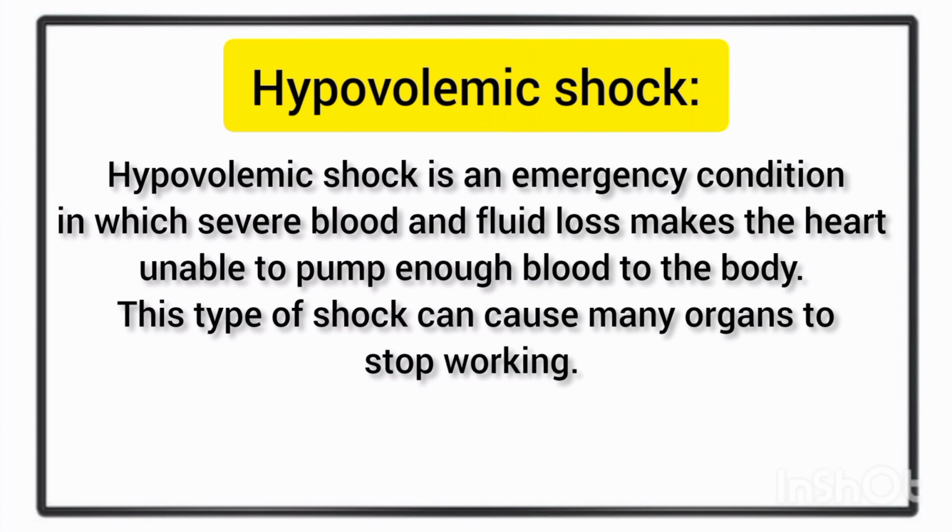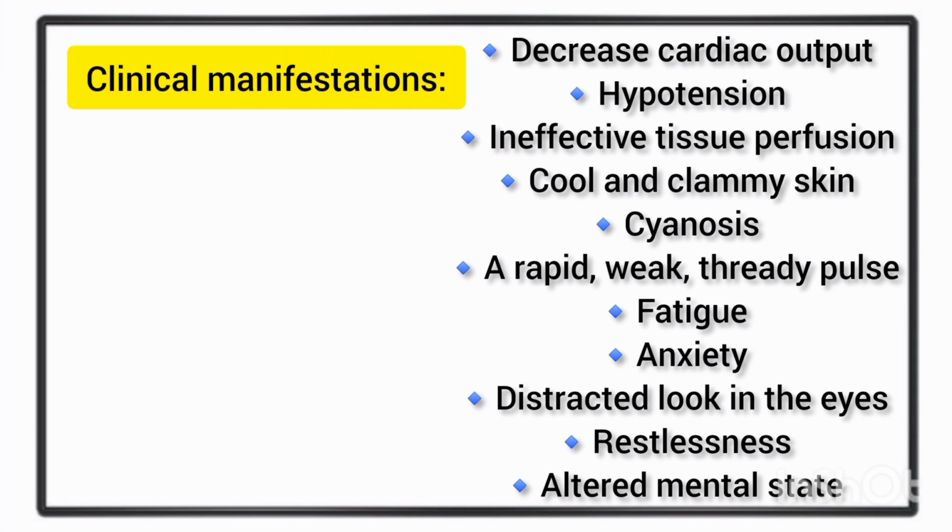Okay, and clinical manifestations of hypovolemic shock. Here we can see decreased cardiac output, hypotension, meaning low blood pressure, ineffective tissue perfusion, cold and clammy skin, cyanosis or pale skin color, mainly due to lack of oxygen supply, and a rapid, weak and thready pulse, thirst and dry mouth, fatigue, anxiety, distracted look in the eyes, restlessness, altered mental state. Okay, so these are the clinical manifestations we can see in hypovolemic shock.